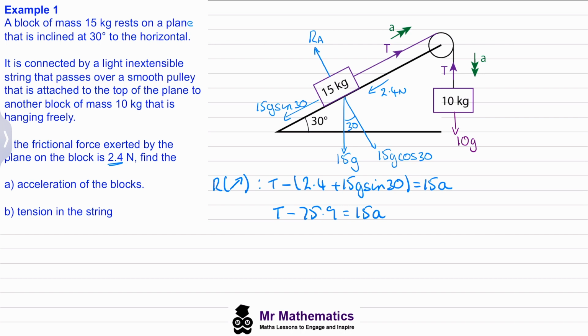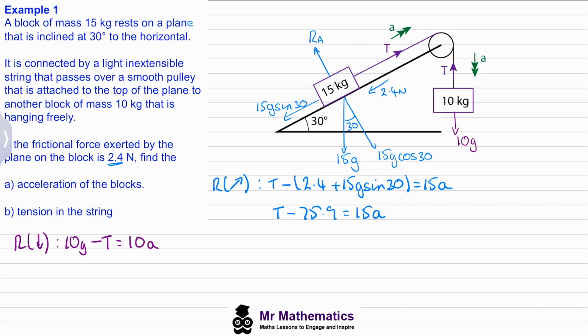We can find the other equation by resolving vertically for this object. If we resolve vertically downwards, I've chosen downwards because this is the direction of its acceleration, then the 10g minus the tension, you can see 10g is going down, tension is going up, will have a net force of 10 times the acceleration. So here's my second equation.